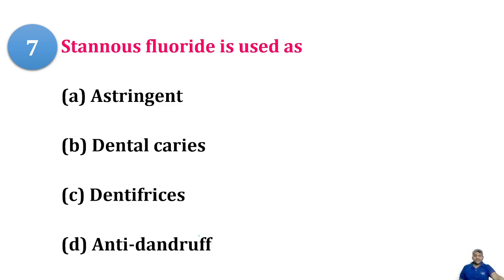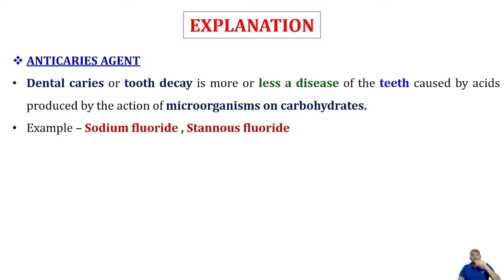Anti-dandruff agents are used to take out the dandruff, and they basically include selenium sulfide, ketoconazole, salicylic acid, and zinc pyrithione. These are the compounds as well as drugs that are used as anti-dandruff. So stannous chloride is basically used as an anticaries agent. Dental caries, or tooth decay, is a disease of the teeth caused by acid production by the action of microorganisms on carbohydrate. So basically anticaries agents include sodium fluoride and stannous fluoride.